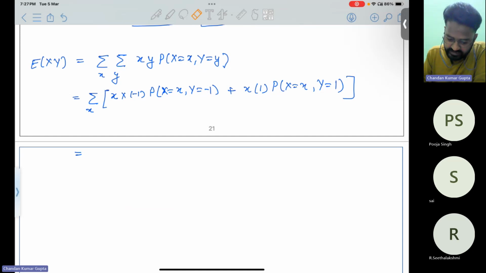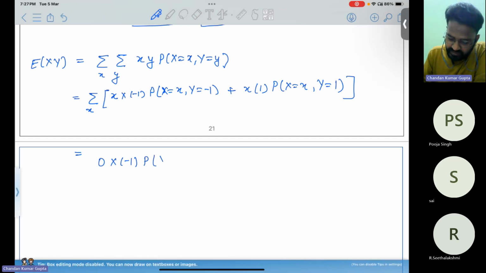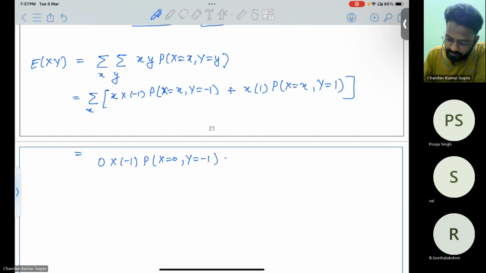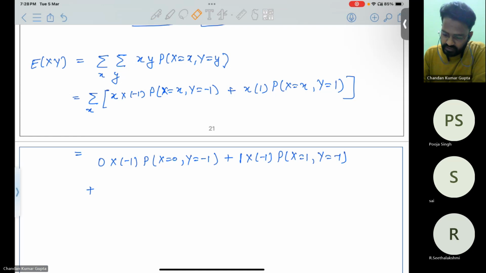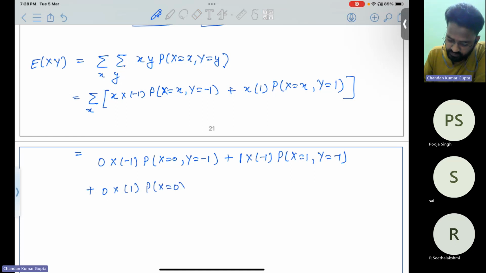So this can be written as: 0 times the probability that X is 0, Y is -1, plus 1 times -1 times the probability that X is 1, Y is -1, plus 0 times the probability that X is 0, Y is 1, plus 1 times 1 times the probability that X is 1, Y is 1.